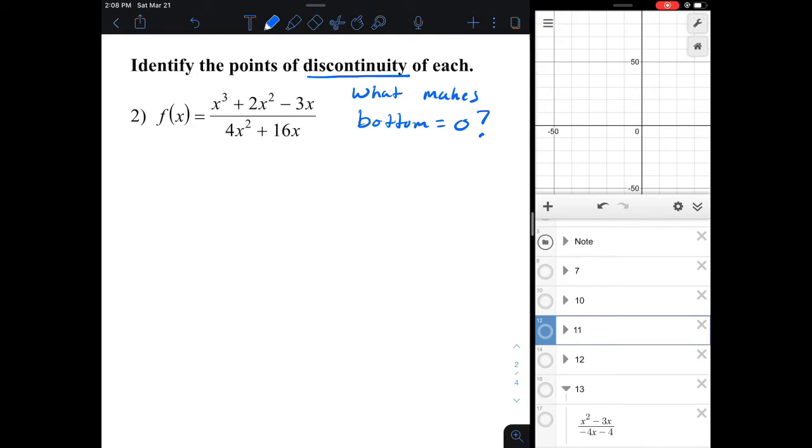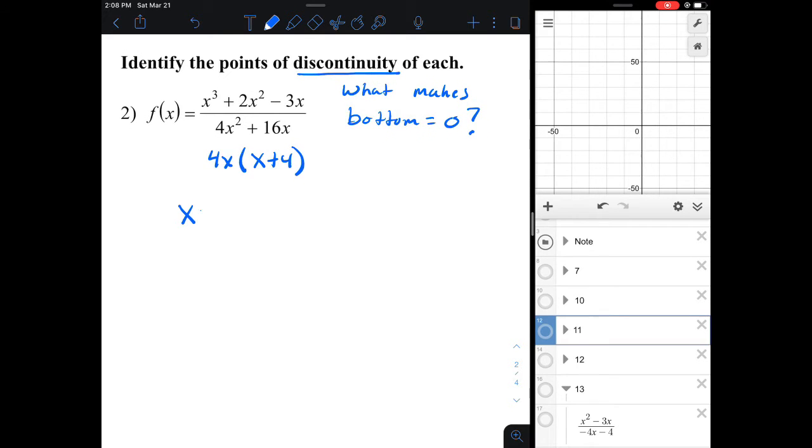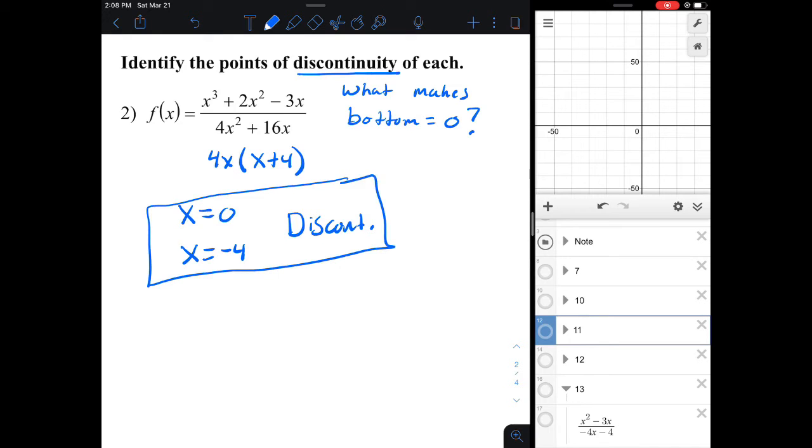Well, let's just factor the denominator. We'll take the GCF out and say, okay, well, that'd make 4x times x plus 4. Well, there's 2 numbers that make the denominator 0. We have x equals 0 and x equals negative 4. Those are my discontinuities. I don't need to classify them. It just wants to know where are they at. So that's my discontinuities.